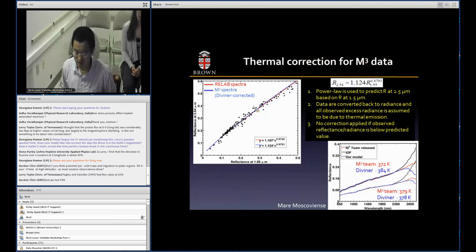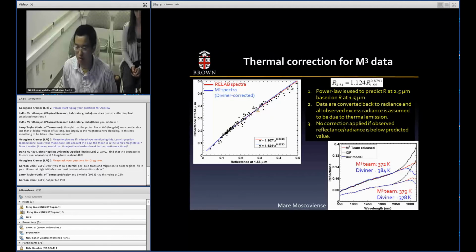And after that, we acquired the Diviner data, and with the radiative transfer model, we do the thermal correction for M3 data. We selected several research areas that cover a wide variety of composition, maturity, and albedo. So the blue line is the relationship between the reflectance at 1.5 and 2.5 micron bands for M3 data. So we can see they are almost identical. So then we apply this semi-empirical model to the global M3 data.